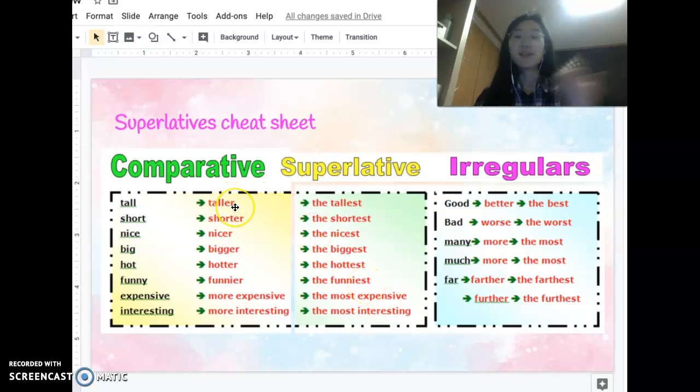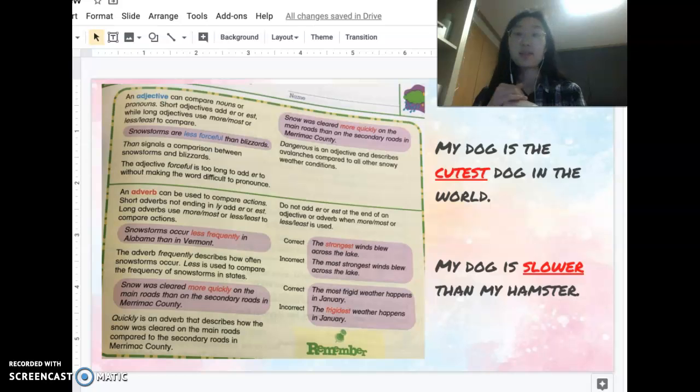So, like Miss Oak is taller than her dog. Miss Oak is the tallest person in the family, which is not true. But again, comparing 2 things versus more than 2. Let's look at some examples here. So if I say my dog is the cutest dog in the world, I am talking about my dog, your dog, his dog, her dog, the dog in Antarctica, the dog in Italy, the dog in Hawaii, all the dogs in the world, more than 2 dogs. My dog is the cutest.